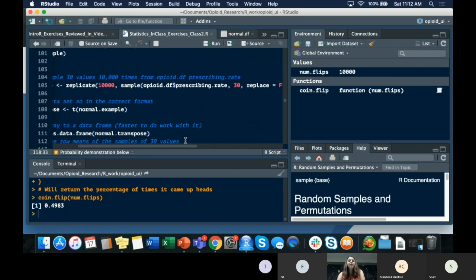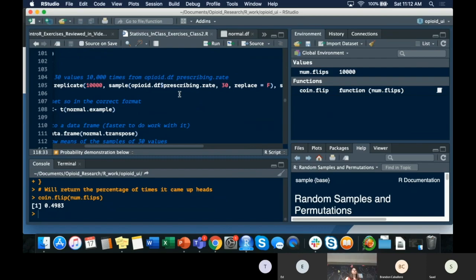So I then randomly chose 30 prescribing rates. And in this case, replace equals false is what you want, because you don't want to have duplicates. Because I'm pulling 30 and then I'm starting over. And then I pulled 30 random samples 10,000 times. So that's exactly what the central limit theorem means, word for word. In order to get results that make sense, you have to sample 30 values every time, or it won't show the right result. And then you have to do that a large number of times.